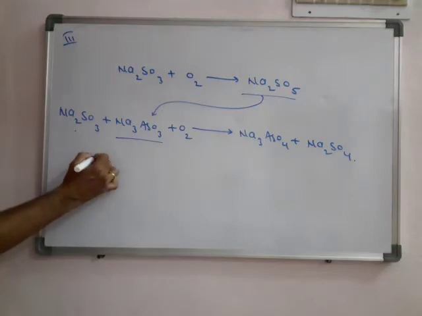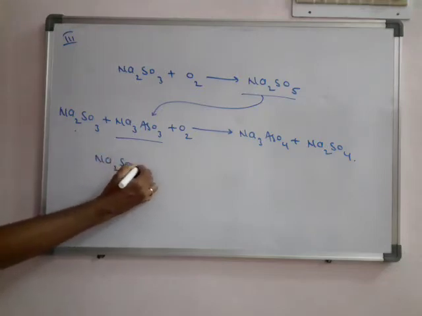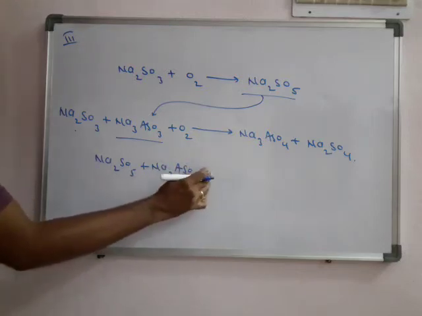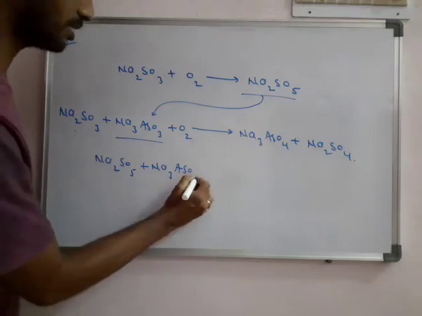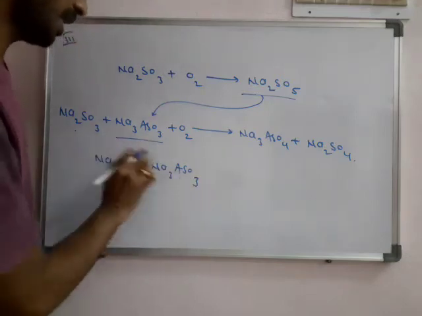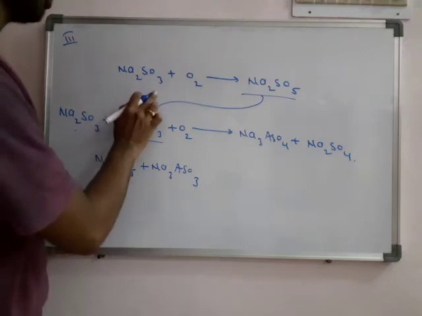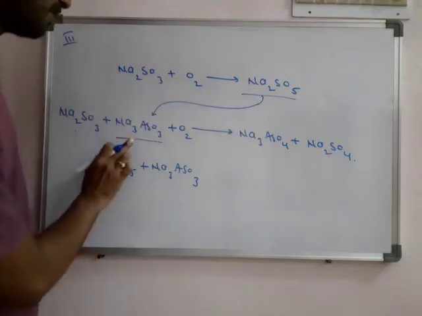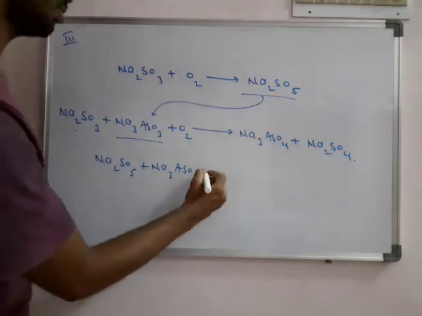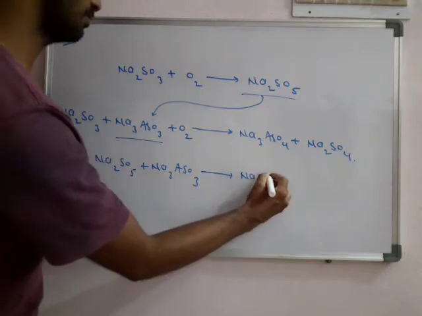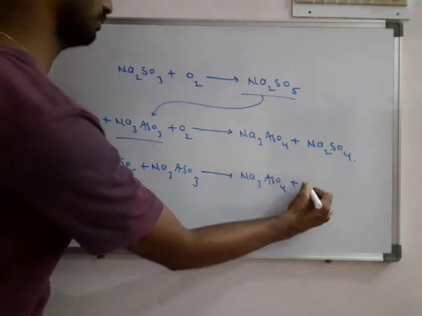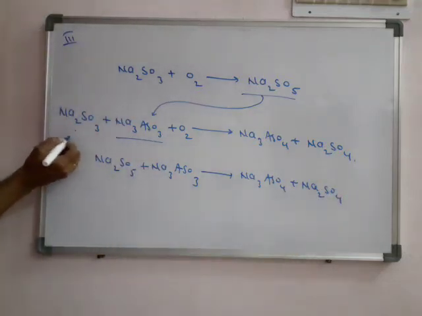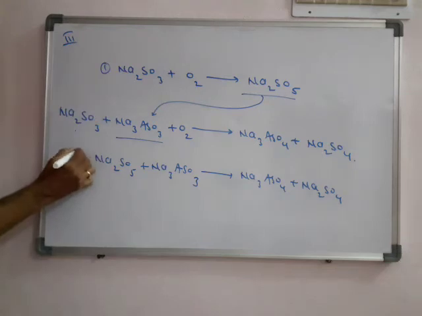This Na2SO5 compound combined with Na3AsO3 is an important step. See, there is no separate oxygen for Na3AsO3. Actually, Na2SO3 combines with oxygen forming Na2SO5. This Na2SO5, when combined with Na3AsO3, now forms Na3AsO4 and Na2SO4. We are writing this equation separately, so take this as the first equation, and this is the second equation.